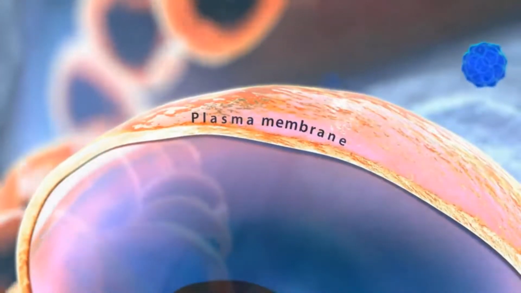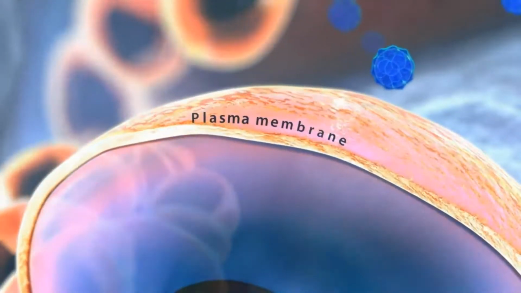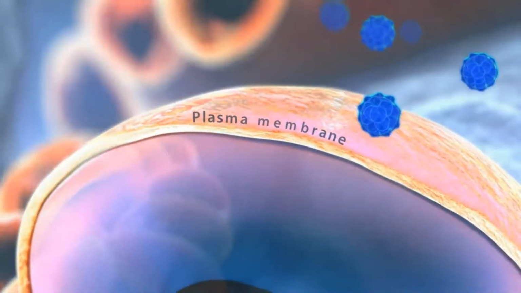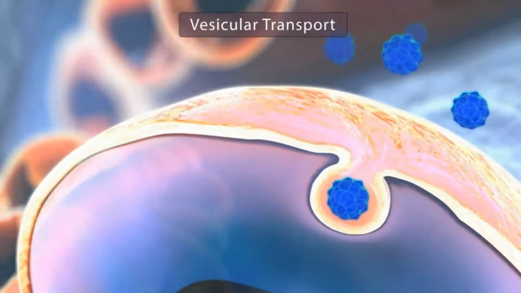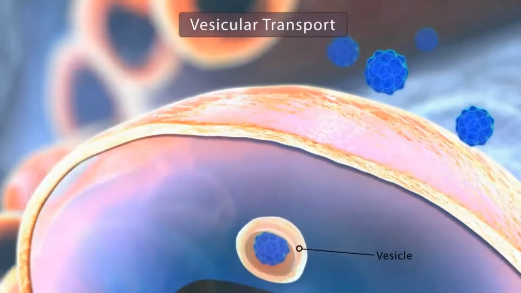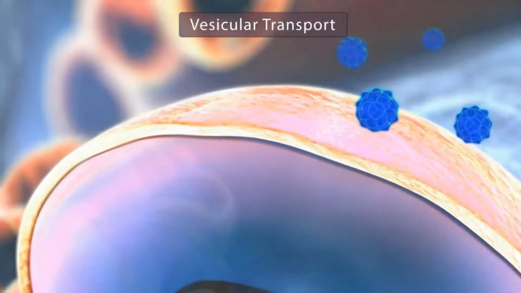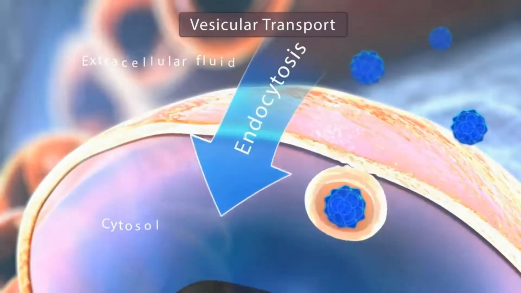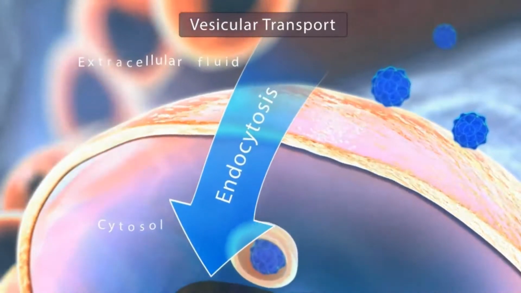When larger particles or greater quantities of solutes need to be transported across the plasma membrane, another active process is utilized. Vesicular transport involves the formation of solute-containing spheres known as vesicles. The types of vesicular transport are identified by the direction of the movement. Vesicular transport from the extracellular fluid into the cell is termed endocytosis.